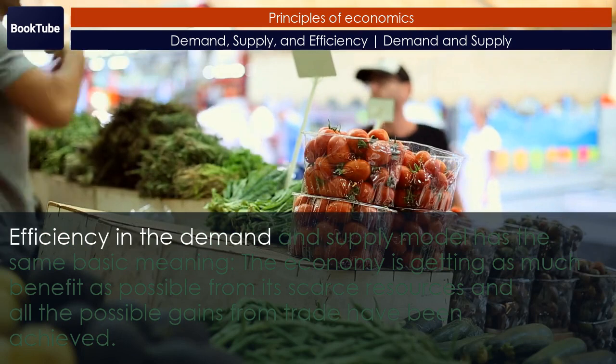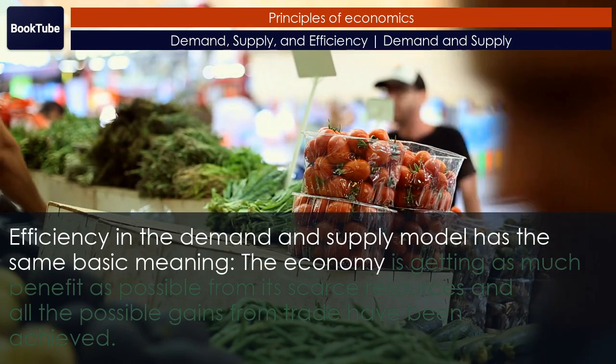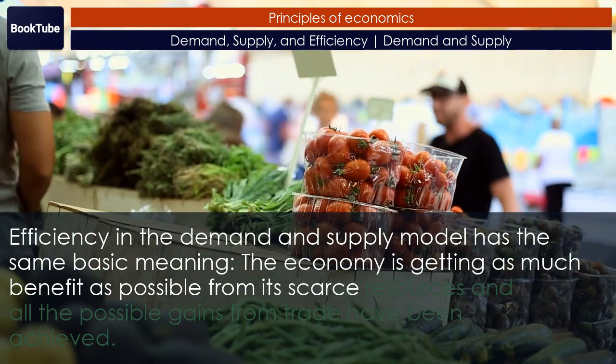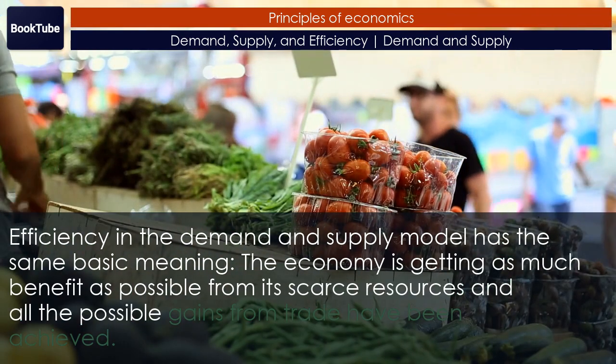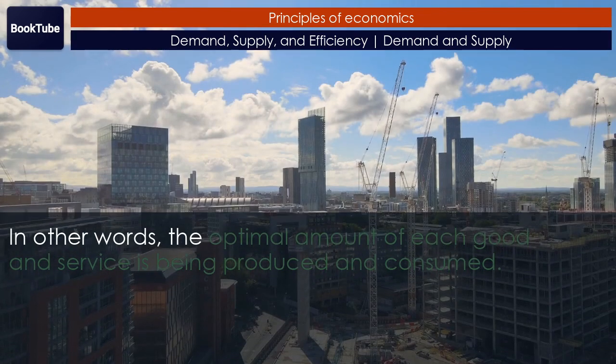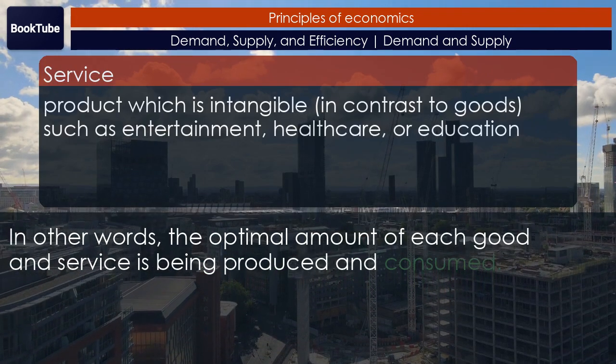Efficiency in the demand and supply model has the same basic meaning. The economy is getting as much benefit as possible from its scarce resources, and all the possible gains from trade have been achieved. In other words, the optimal amount of each good and service is being produced and consumed.